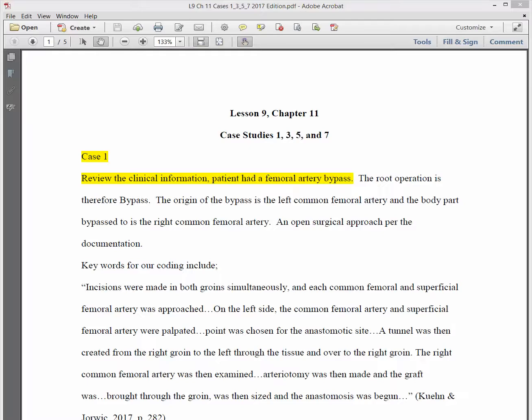This presentation will go over 1, 3, 5, and 7, the operative reports noted as 1, 3, 5, and 7. 2 is provided in the lecture document and lecture video. 4, 6, and 8, you are asked to code and post to the non-graded discussion board in this class.